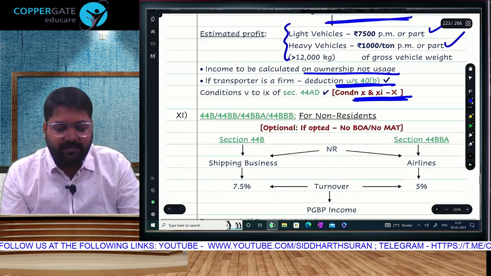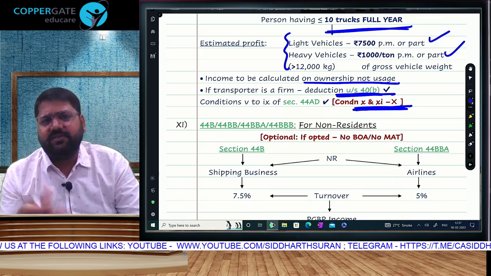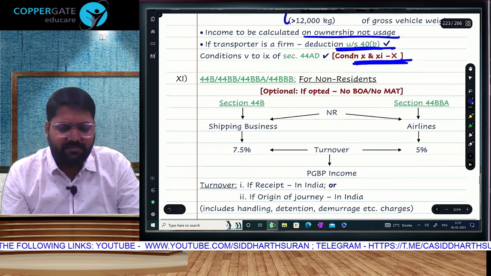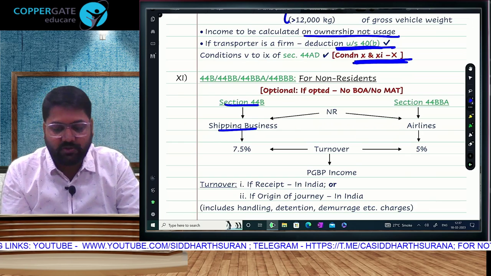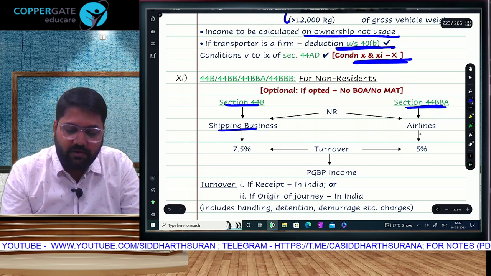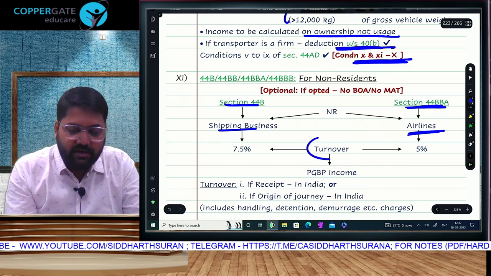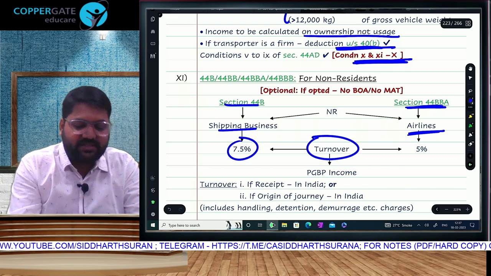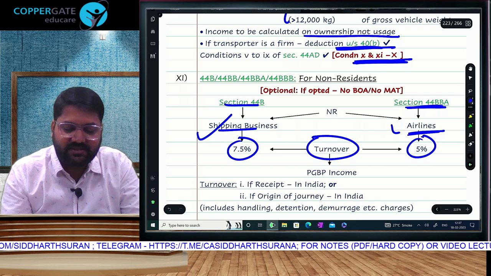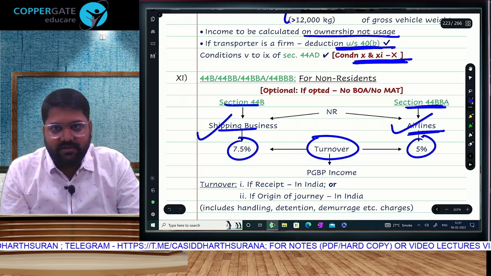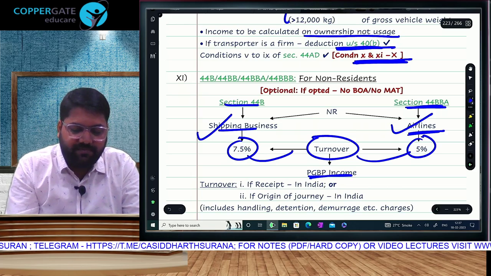And now we go to presumptive taxation for non-residents, which is of course only a part of final CA ka syllabus. 44B, non-resident in shipping business, and part of international tax also. And 44BBA, non-resident engaged in airlines business. Take your turnover. Turnover ke upar 7.5% is the taxable income for shipping business. Turnover ke upar 5% is the taxable income for airline business. Turnover into this percentage will become your PGBP.